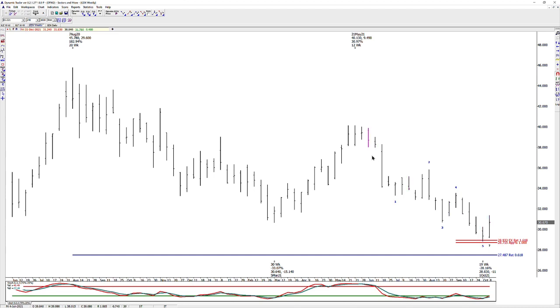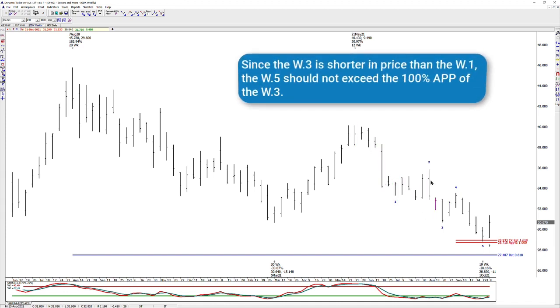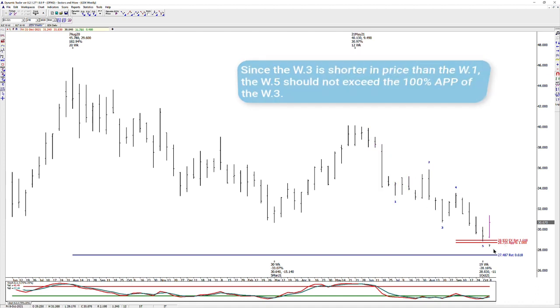If indeed we're going to call this a 1 and a 2 and a 3, obviously the 3 is shorter in price than the 1, and the 3 should not be the shortest of 1, 3, or 5. So the 5 should be shorter than the 3. In other words, if we just put the 100% alternate price projection of the wave 3 from the wave 4 high, that should set the limits on the downside if this is making waves 1 through 5 as shown.